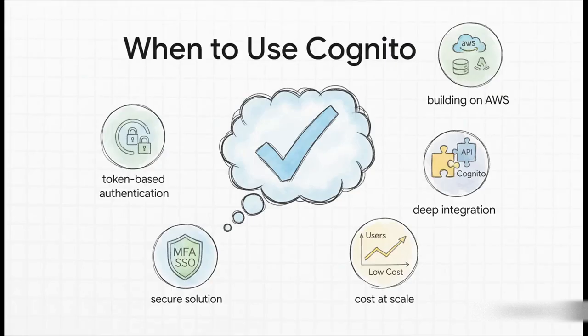So let's boil it all down. When should you reach for Cognito? Well, if you're already in the AWS world, it's pretty much a no-brainer. If you need that super tight integration with things like API Gateway, it was literally designed for that. If you're worried about your bill as you get millions of users, Cognito's pricing is going to make you very happy. It's the go-to choice.